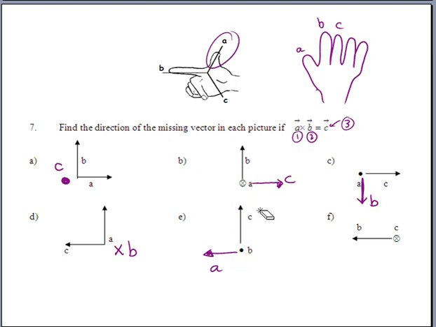And now the last one. B is your pointing finger. So get your pointing finger pointing to the left, and then C is your middle finger. It's got to go into the page, right? So middle finger's going in, pointing finger's going left. Looks like your thumb would be going down like that. So that would be A.